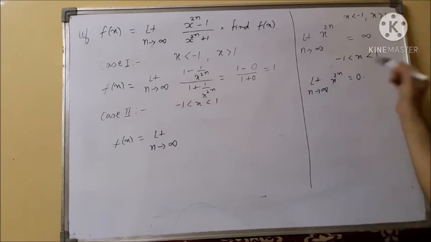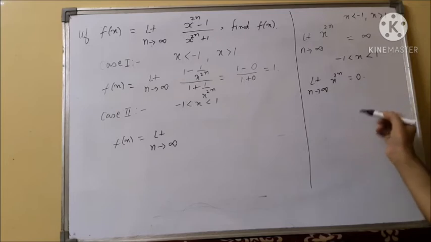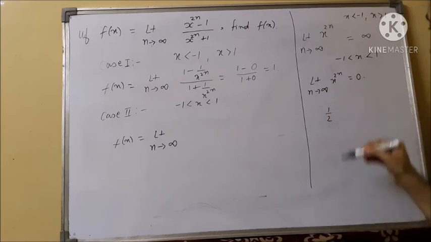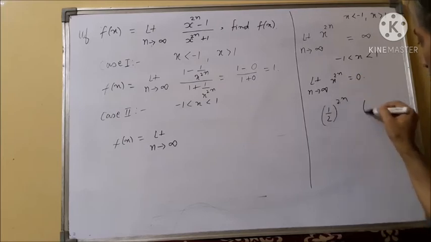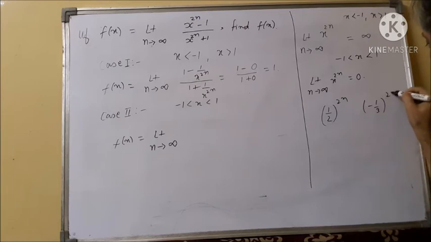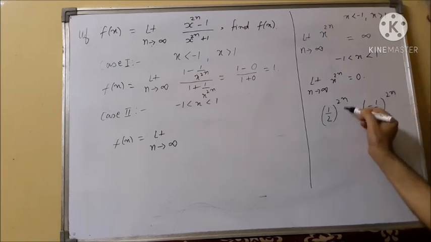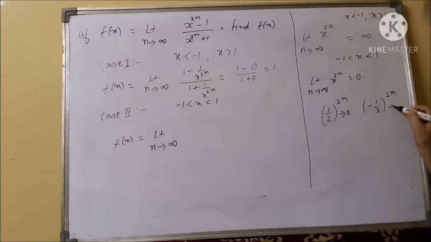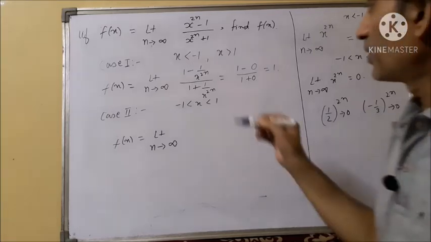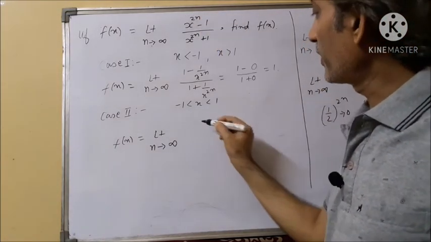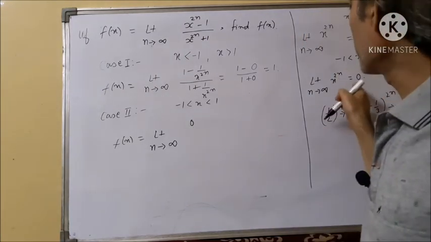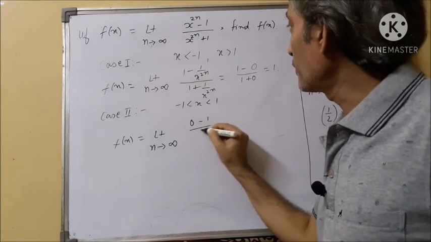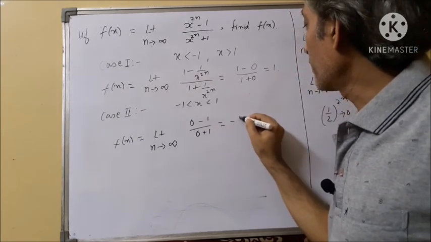How? Take any number in between, let's say 1/2. When you raise it to the power 2n, or let's say -1/3 raised to the power 2n, as n approaches infinity, this thing will approach what? 0. This as well. So we can straight away put x raised to the power 2n approaching 0. From here we can see 0 minus 1 upon 0 plus 1, and we are getting -1.